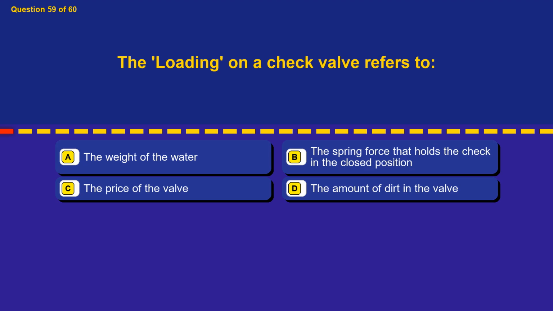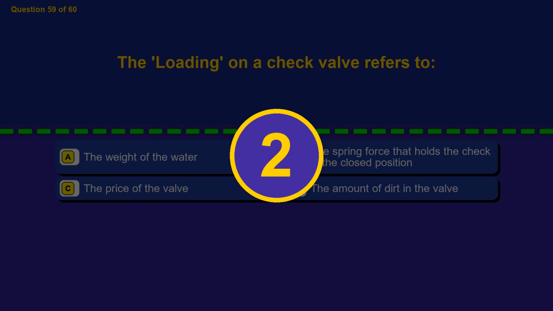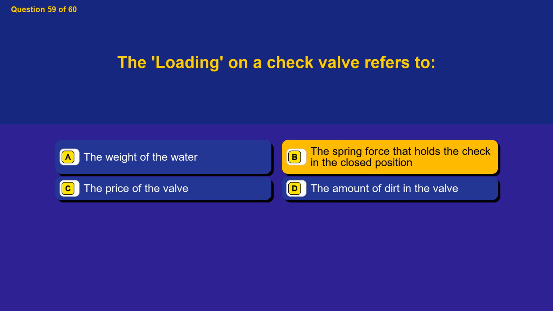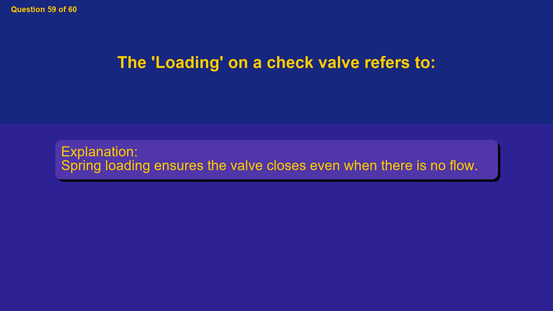Question 59. The loading on a check valve refers to: Option A, the weight of the water. Option B, the spring force that holds the check in the closed position. Option C, the price of the valve. Option D, the amount of dirt in the valve. The correct answer is option B, the spring force that holds the check in the closed position. Spring loading ensures the valve closes even when there is no flow.